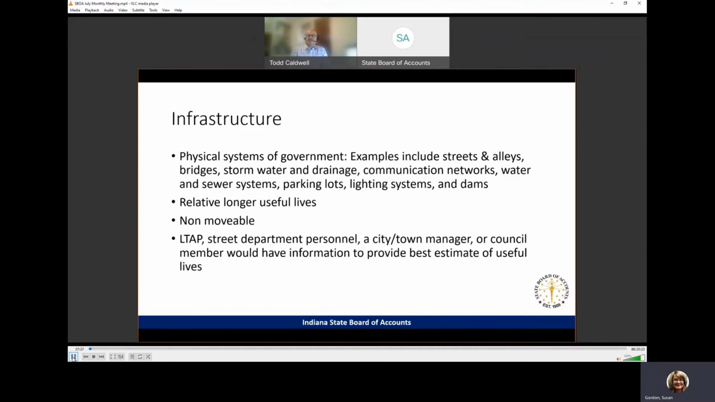And LTAP has also developed some software that helps categorize and assign costs to the streets, and it can track accumulated depreciation. And if you're not familiar with the acronym LTAP, that stands for Local Technical Assistance Program, and it's operated with assistance from and through Purdue University. They deal with local units on street and road issues. If you need more information about LTAP, you can shoot us an email, and we can provide our contact information.